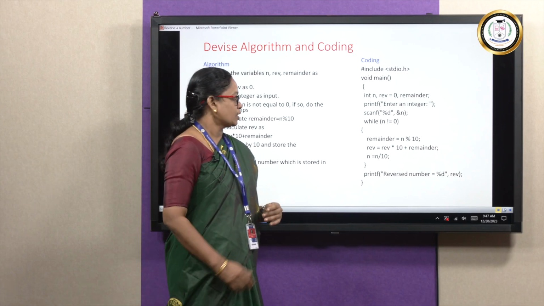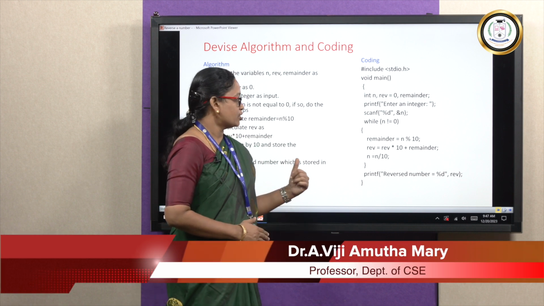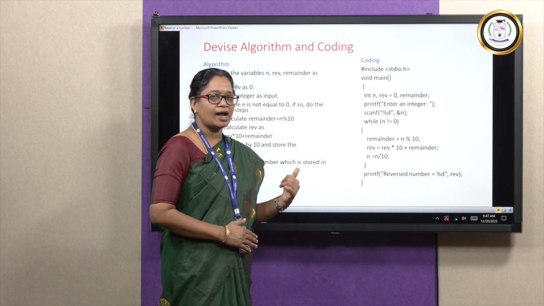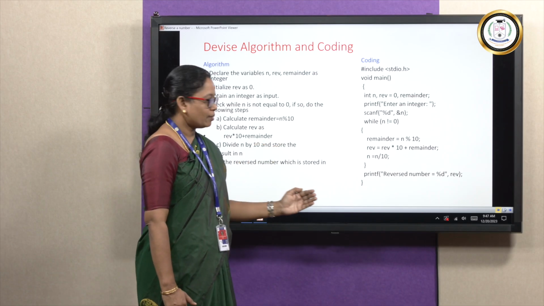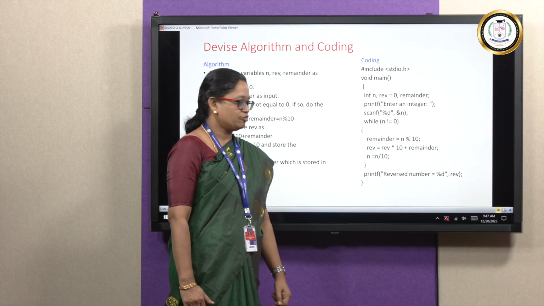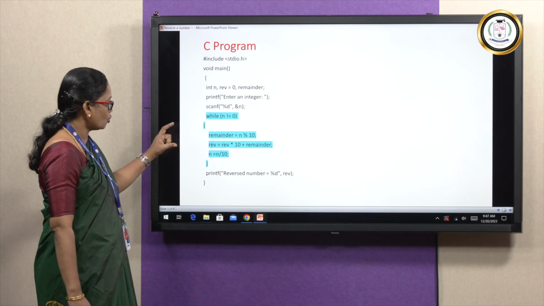As coding: remainder equal to n modulo division by 10, reverse equal to reverse multiplied by 10 and then adding it with remainder, n equal to n divided by 10. Then outside the while loop, we are printing the reversed number which is stored in the variable REV. So the entire program is given here. The highlighted part represents the core of the program. So this is the core part.